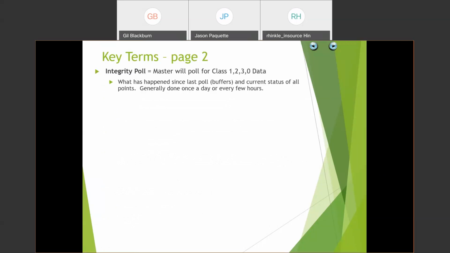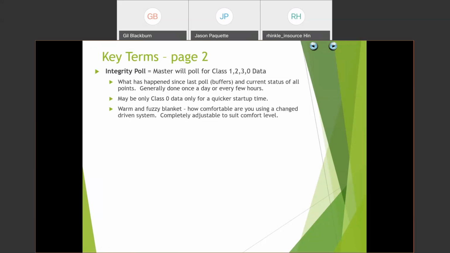Integrity polls are typically done. I like to do them once a day, but they can be done whenever you like. It's a poll that says, give me what's happened in the past, all your events, and then tell me what every point in the system is right now. An integrity poll can be just a class 0 poll, which is just tell me everything the value is right now. And again, I call the integrity poll your warm and fuzzy blanket.